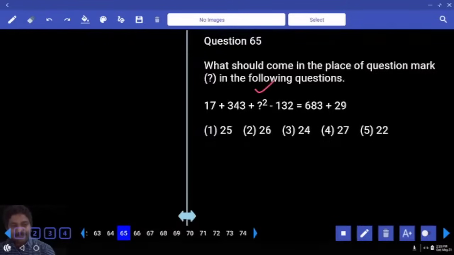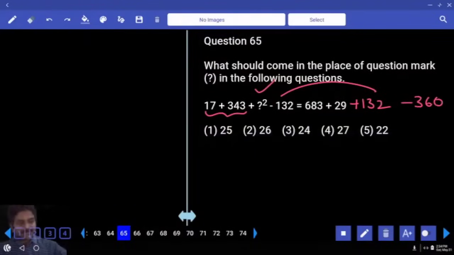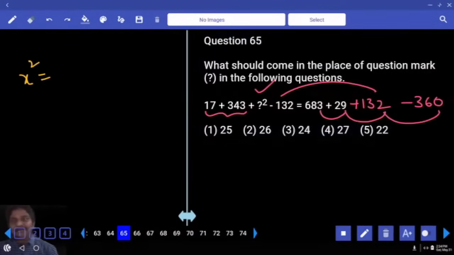X square is on the left hand side, keep it as it is, take them to the right hand side. Is that okay? Right. So now let me take this number to the other side, plus 132. Let me add both of these numbers. 360 goes to the other side, becomes 360, correct? Right. Now let me quickly verify the last digit. 3 plus 9 ends with 2, plus 2, 4 minus 0. X square ends with 4. Then X should end with either 2 or 8. Answer should end with either 2 or 8, right? How many are there? Only one. Clear?